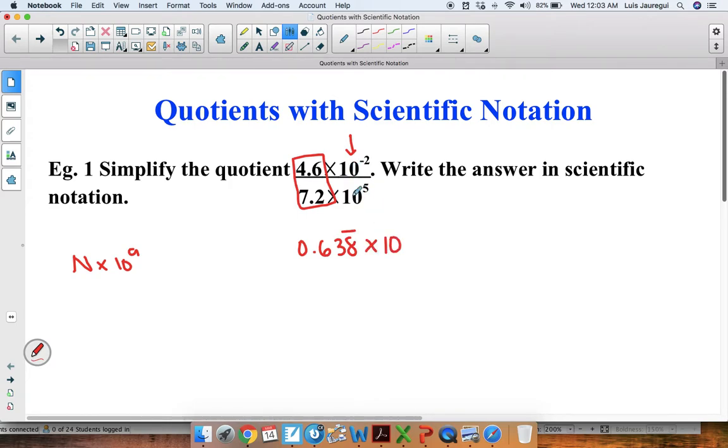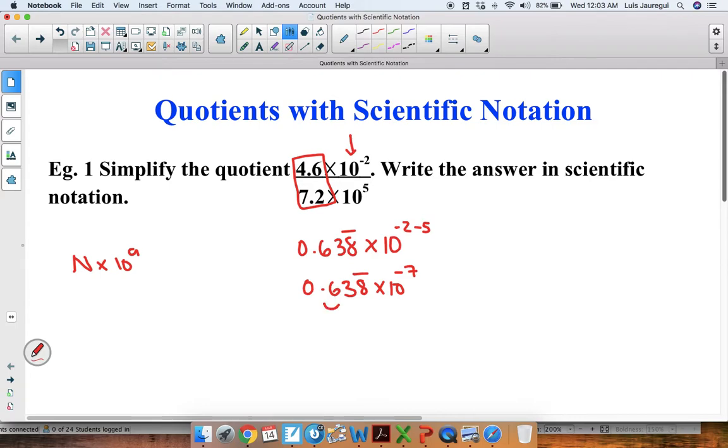Now here we have times 10. Since we're dividing the same base, we keep the base and subtract the exponents. So we have negative 2 minus 5, based on the properties of exponents. So we end up with 0.638 bar, indicating that the 8 keeps repeating, times 10 to the negative 7. Now this number is still not in scientific notation. Why? Because this number is not between 1 and 10.